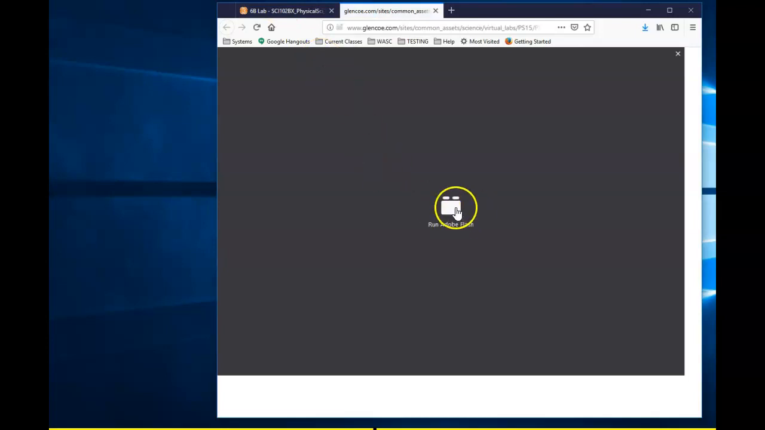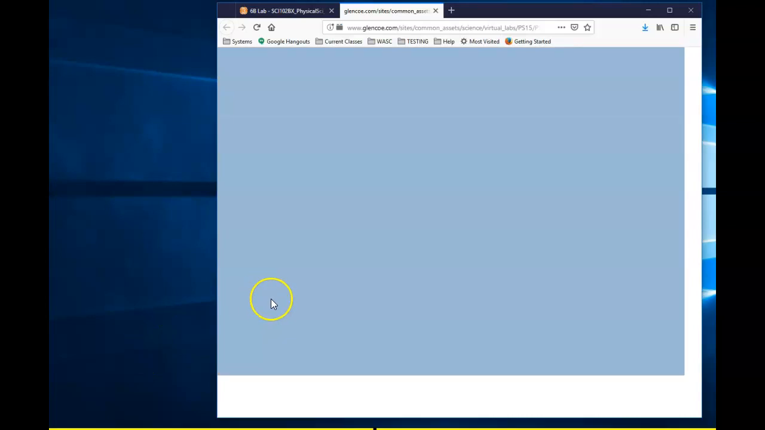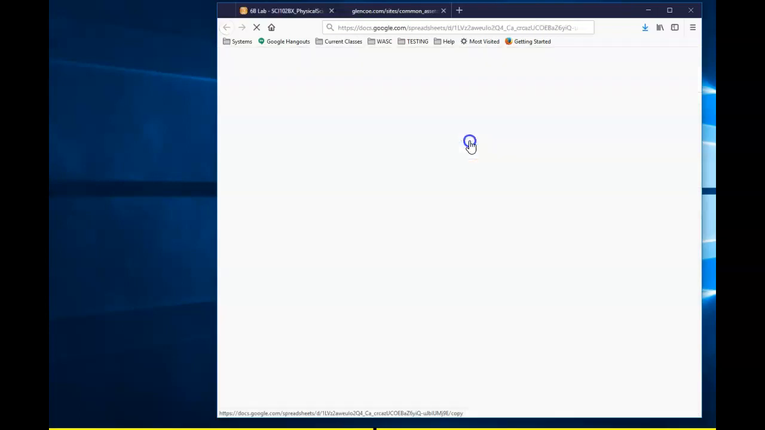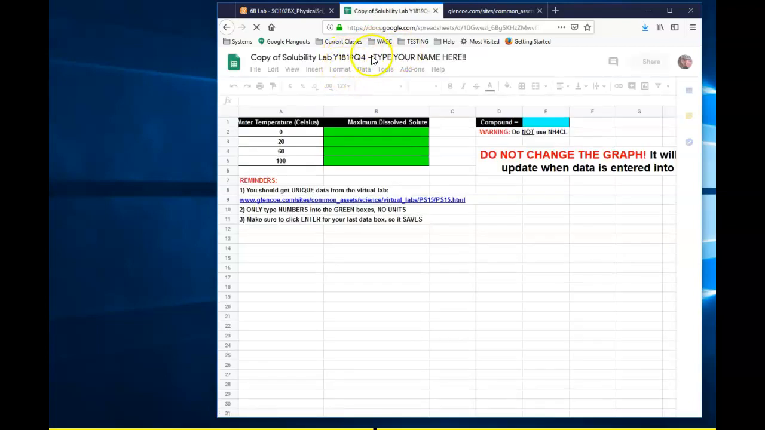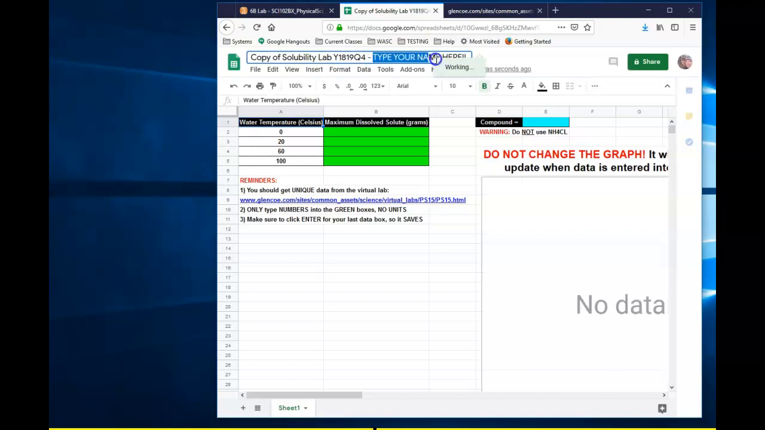All right, again, if it says run Adobe Flash, you can click run Adobe Flash and allow it. And that will allow this to open up. And then you also, again, need to open up your second link, which is where you're going to actually be putting your data. All right, so we're going to open that up, click make a copy. Please, please, please, if you can, remember to type your name at the top, right? So where it says type your name here, please make sure you actually click in there and type your actual name. Otherwise, it gets very confusing for me as I am grading those.